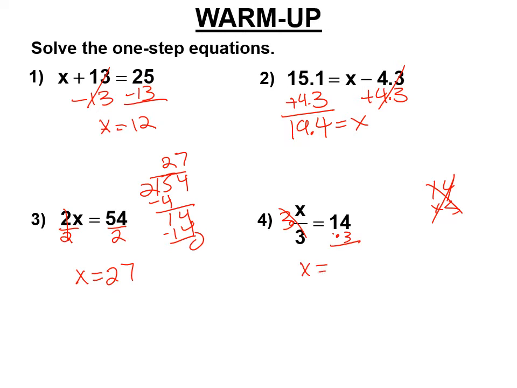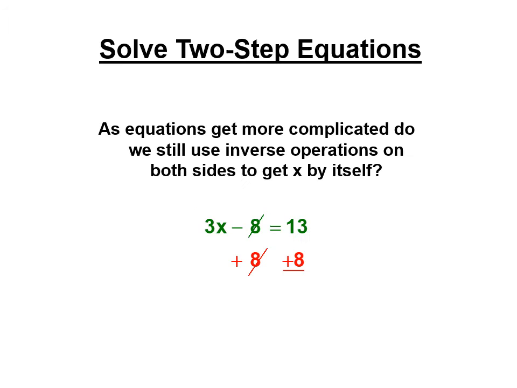All right, 14 times 3, 3 times 4 is 12. 3 times 1 is 3, plus 1 is 4. x equals 42. Those are all one-step equations, right? There's 4 operations. What you do is always the inverse of what you see in the problem.